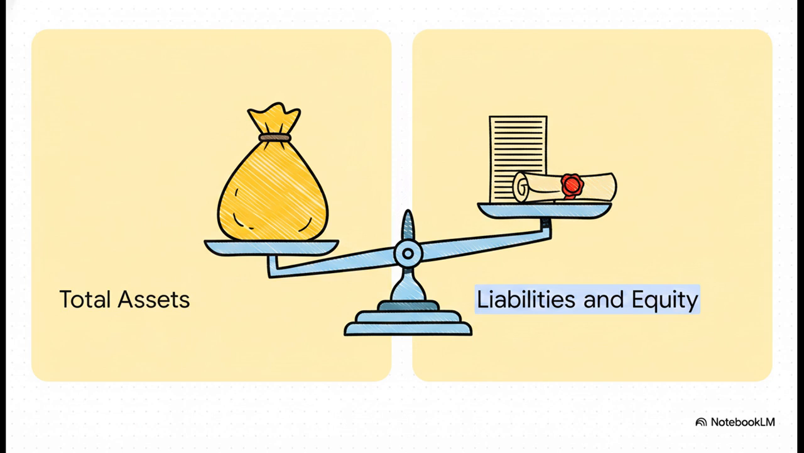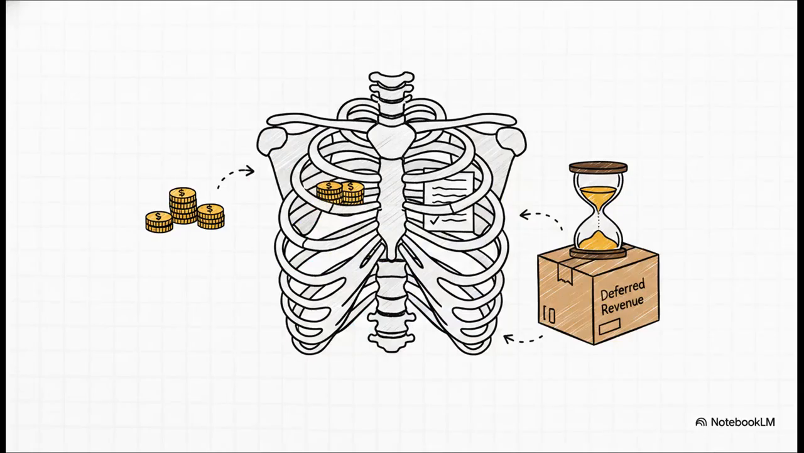No exceptions. If they do not equal each other, the machine is broken and your forecast is completely invalid. Let's take a look at the actual bones of this skeleton. Under assets, we've got cash and accounts receivable, money owed to us. Under liabilities, we have accounts payable, money we owe to others, and long-term debt. But look really closely at deferred revenue.